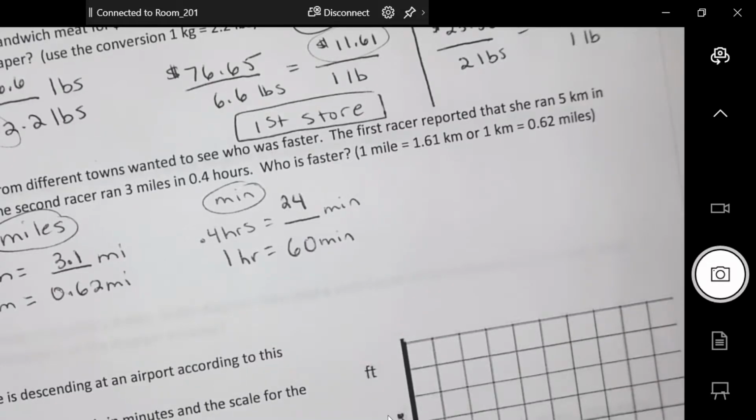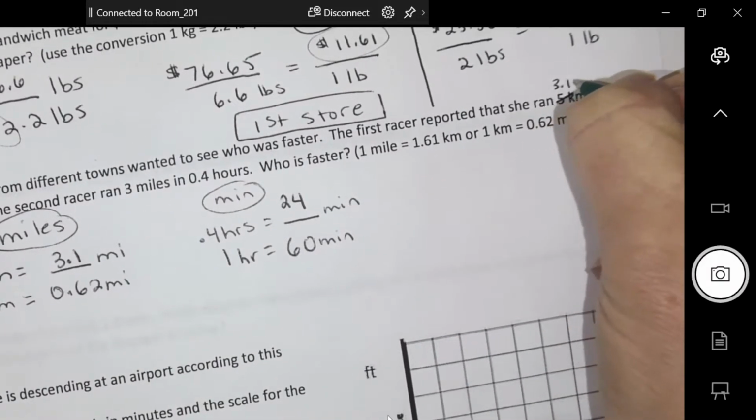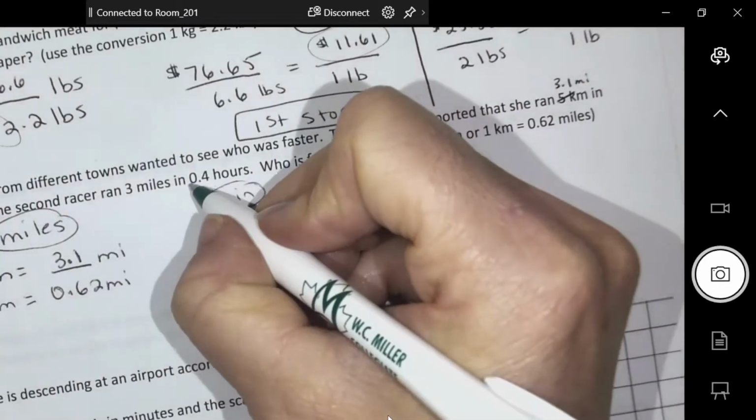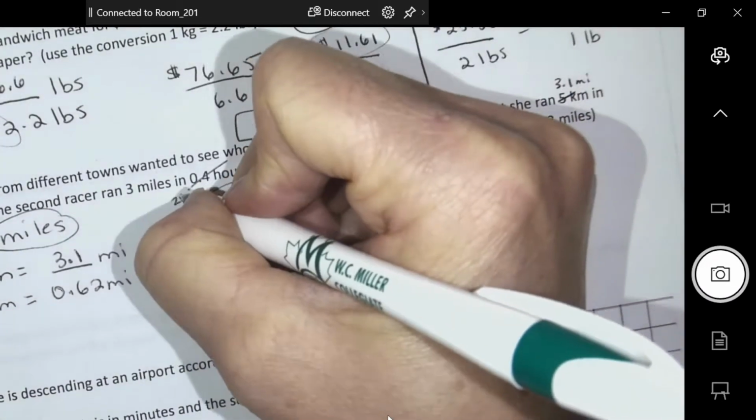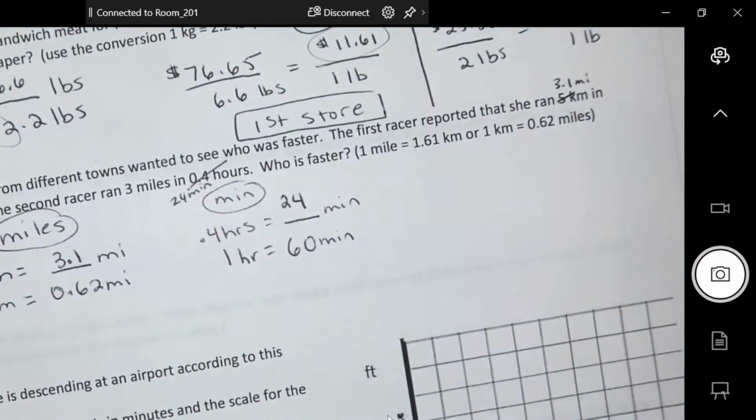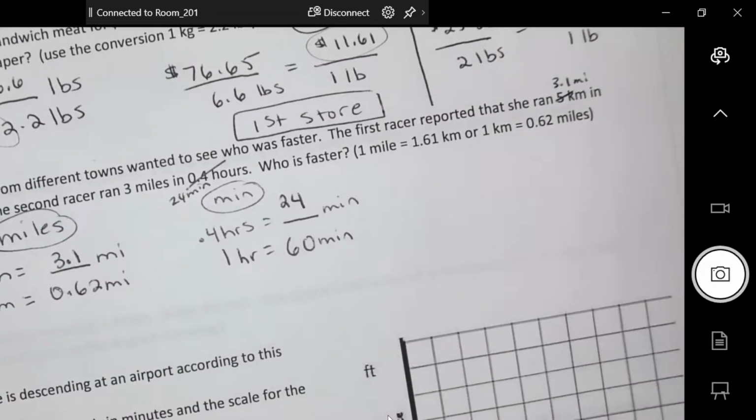Okay, so we're ready to go. We changed our 5 kilometers to 3.1 miles, and we changed the 0.4 hours to 24 minutes. We changed those 2 digits, okay? Okay, what is going to make more sense in the situation? Kilometers per minute or minutes to do 1 kilometer? Minutes per kilometer, I think, or mile, that's right, we did miles. I think that makes more sense.